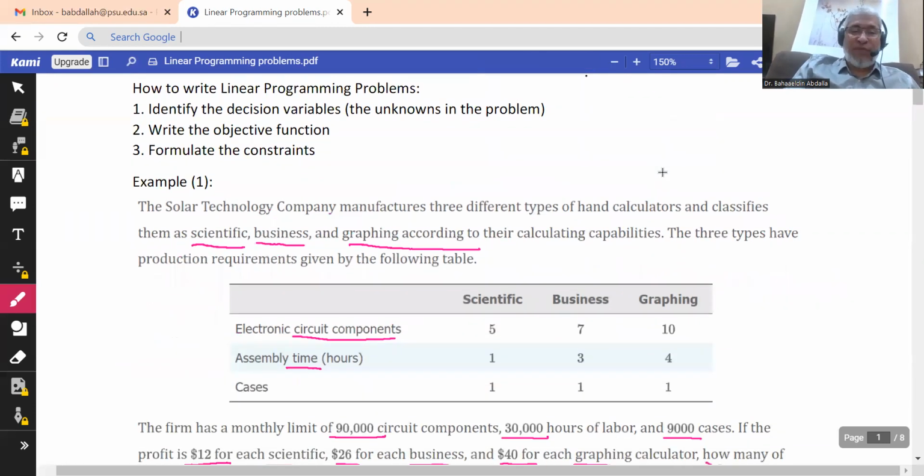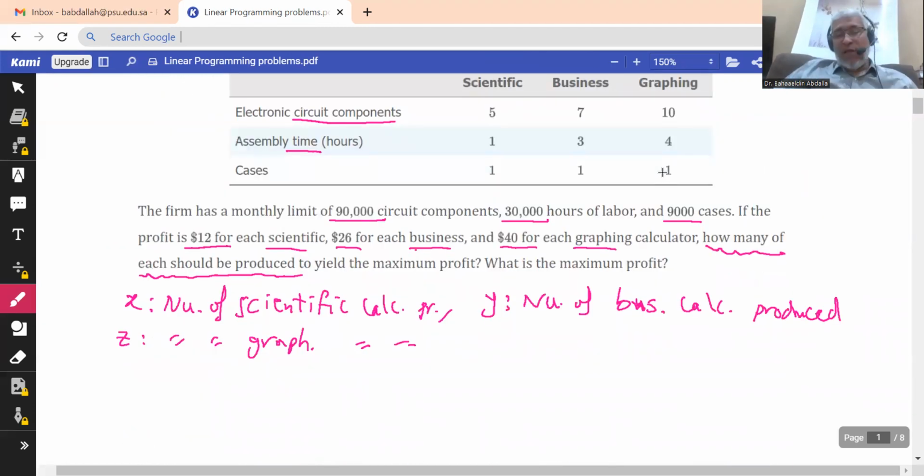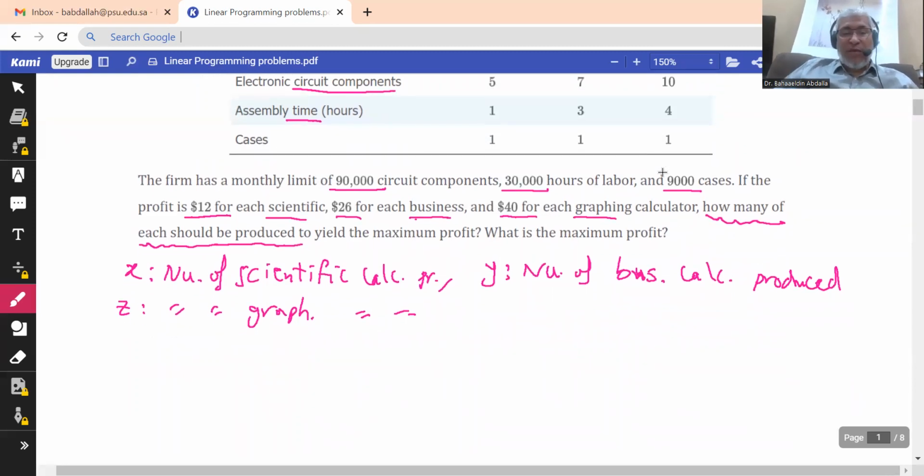Now write the objective function. Well, the objective function is maximize or minimize. So continue the sentence. How many of each should be produced to yield the maximum profit? So this is the thing we need to maximize. We need to maximize the profit function. I'll call it P.